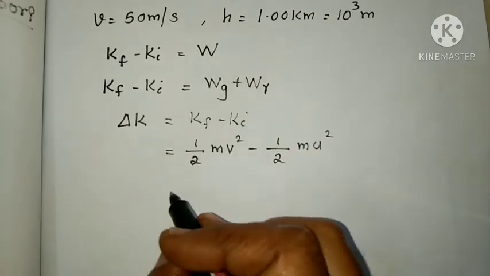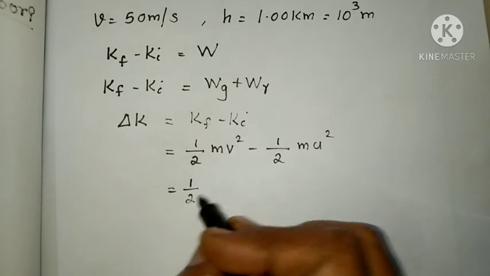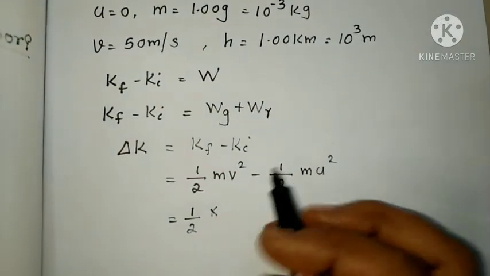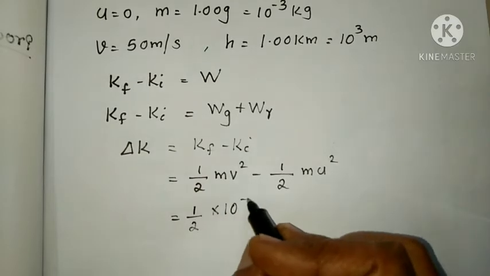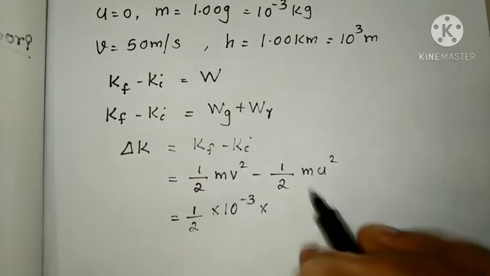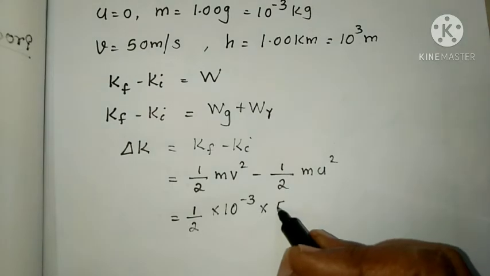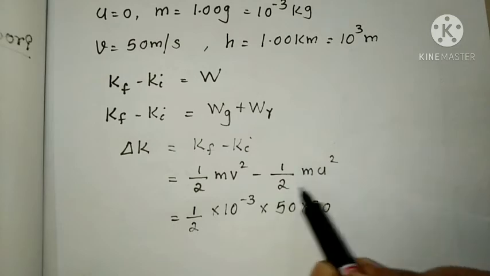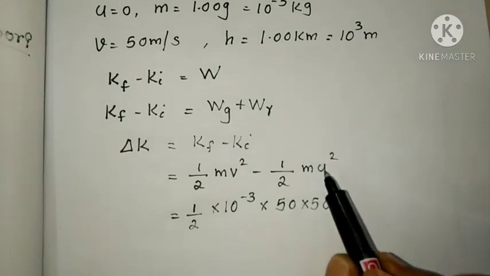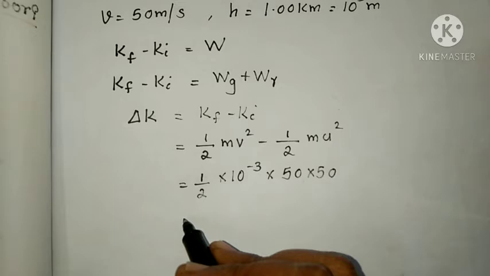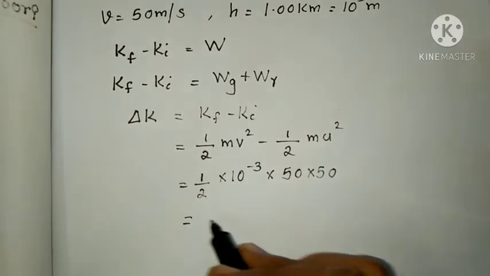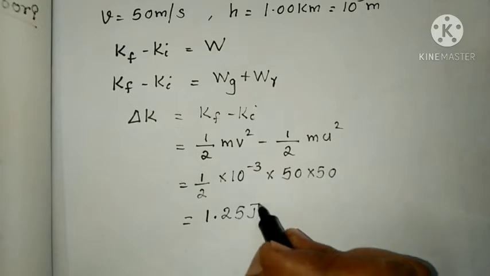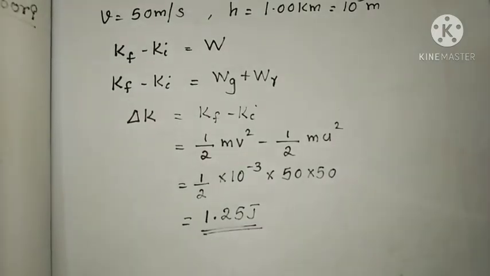So, what is remaining here? Half into the mass, what is the mass here? 10 raised to minus 3 kilogram, into the velocity, 50. So 50 into 50. The other term becomes 0 because u equal to 0. When you multiply and divide by 2, we get the answer, that is 1.25 joule. So, this is the change in kinetic energy.